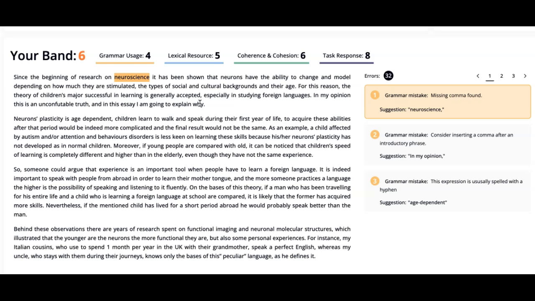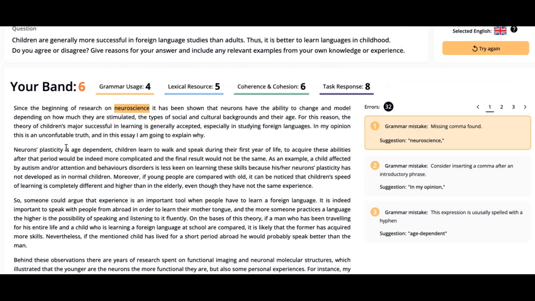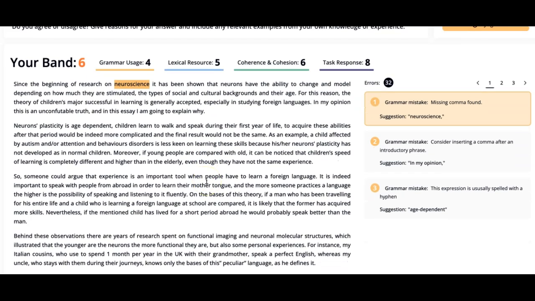An example, a child affected by autism and or attention and behavior disorder is less keen on learning these skills because his or her neurons plasticity is developed. Okay, so we're off topic. So task response definitely not 8. We are off topic. So just be aware, okay? By talking about autism and ADHD, whatever, just try to keep it about children and languages, okay? With all that can be.